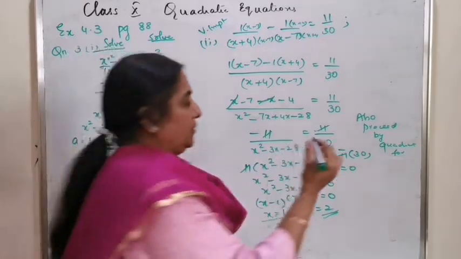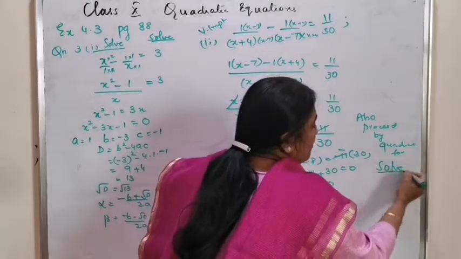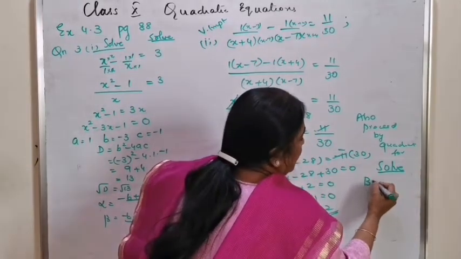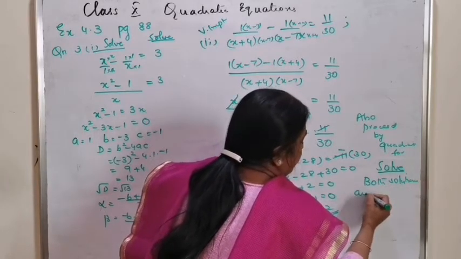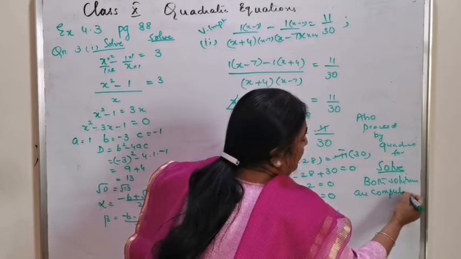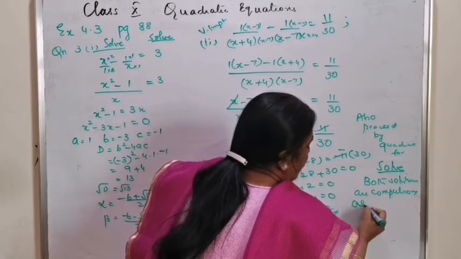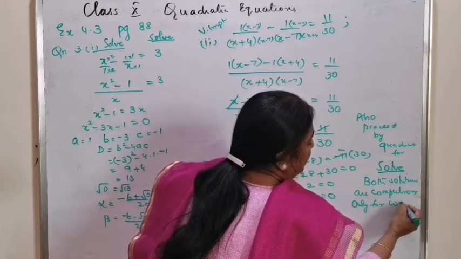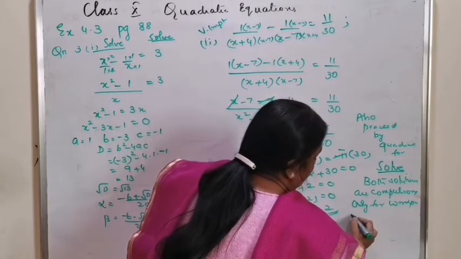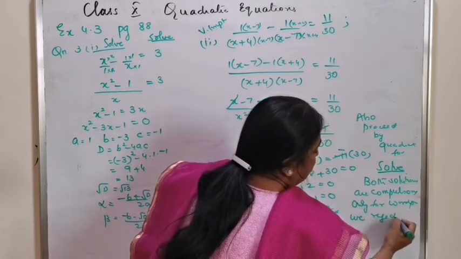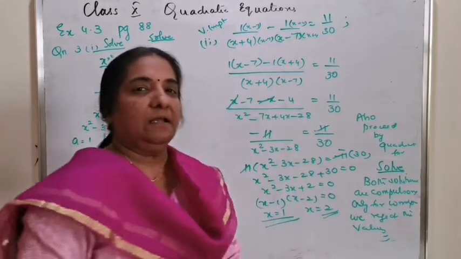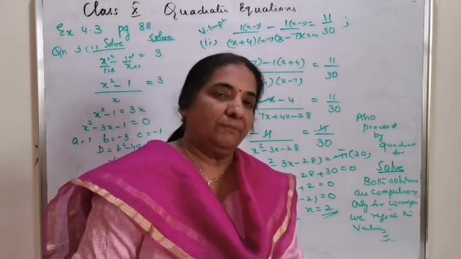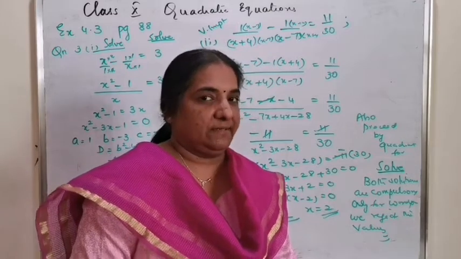And one important note is, for questions on solve, both solutions are compulsory. Only for word problems we reject the negative values. Only for word problems we reject the values in case they are not values corresponding to the question.